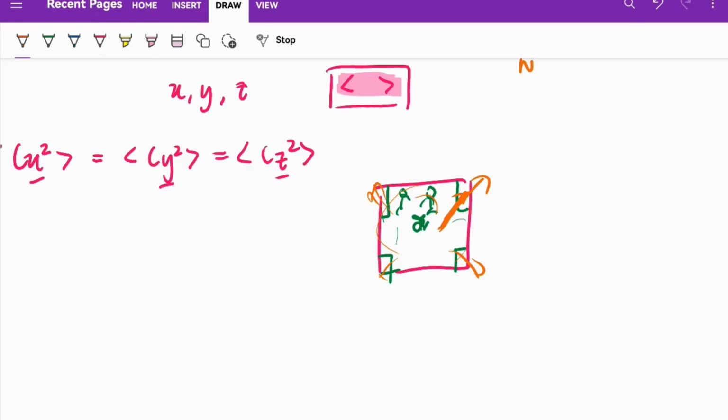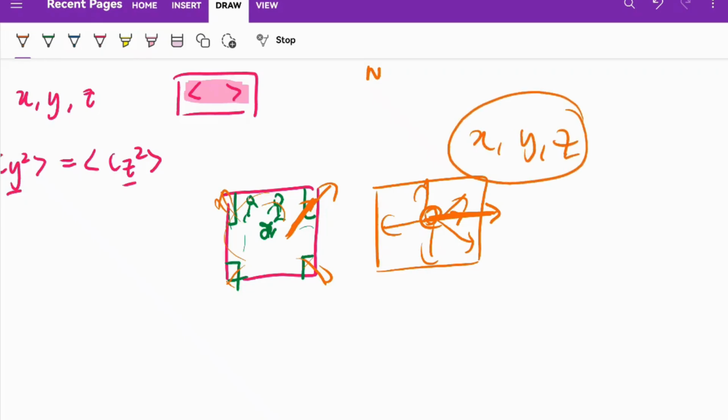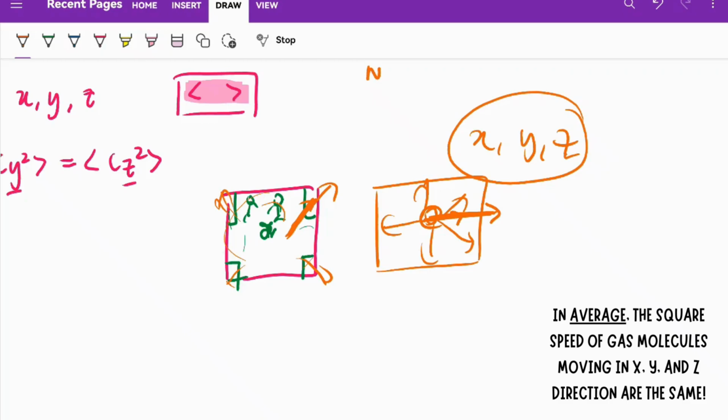In other words, for example, gas molecules, you have inside gas molecule. Is there a reason for the gas molecules to only move in one direction? Is there a reason that it only has to move in x direction? No. Unless there's a force. This is ideal gas. Unless you're telling me someone is pushing this gas molecule to only move in one direction, then yes, the average mean square speed will not be the same. But it can move randomly. So on average, in x, y and z direction, they will be the same.